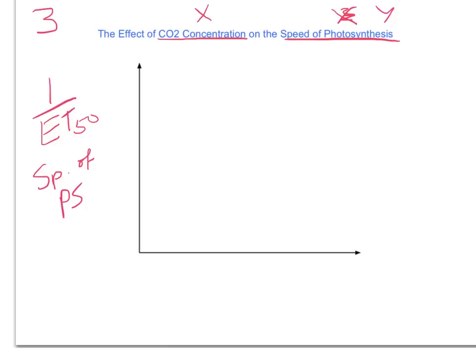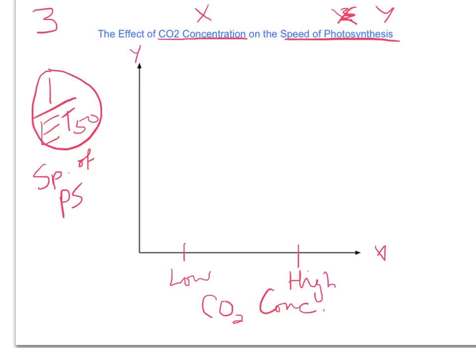All right, and our x-axis is our CO2 concentration. And we're simply going to have two values here. We're going to have our low CO2 concentration and our high CO2 concentration. And now we have to figure out how to scale our y-axis. Right? Well, our y-axis is our 1 over ET50 value. So now we have to take a look back at our ET50 values.